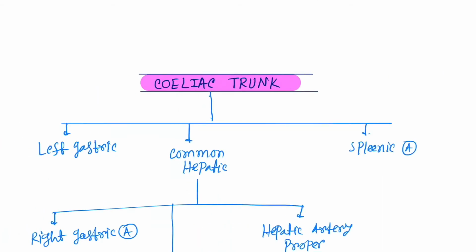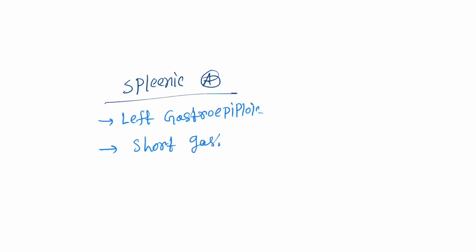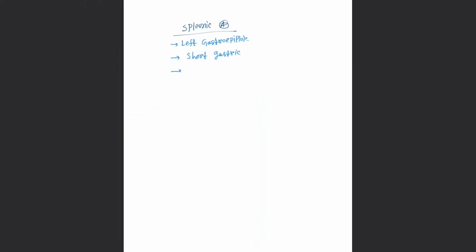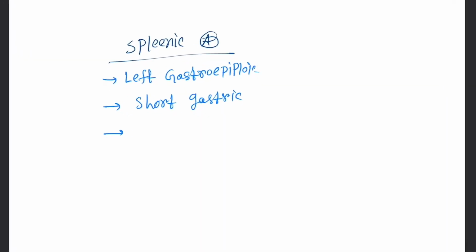Next, we will see the splenic artery. Here you can see splenic artery is a branch of celiac trunk. So splenic artery forms left gastroepiploic artery, short gastric. Next, sorry, screen is not working properly.